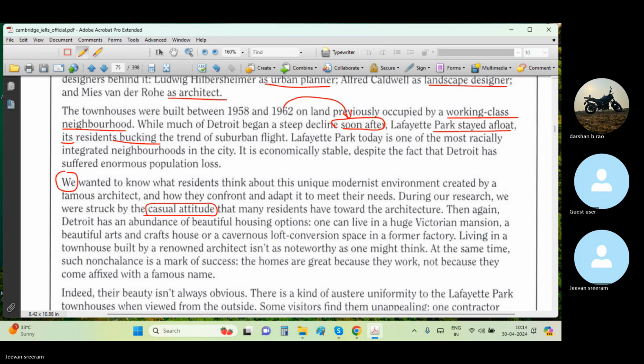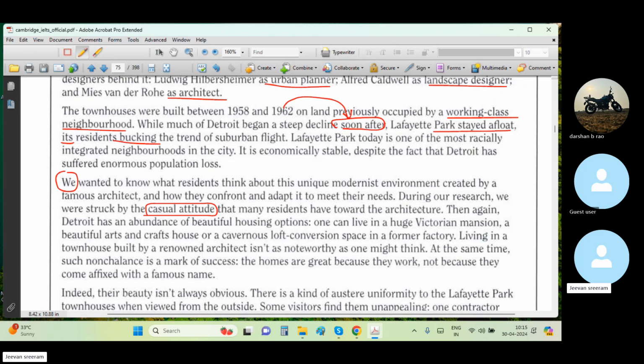Although they are part of modernist townhouses designed by a great architect, they showcased a casual attitude. Then again, Detroit has an abundance of beautiful housing options. One can live in a huge Victorian mansion, a beautiful arts and crafts house, or a cavernous loft conversion space in a former factory. So the sentence just gives the housing options that people can have in Detroit. Living in a townhouse built by a great architect is not as noteworthy as one might think.